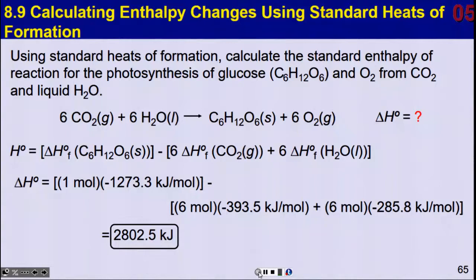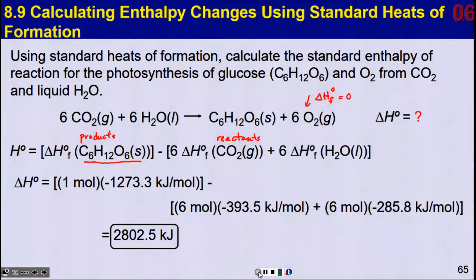Do not panic. What it is going to be is the sum of the heats of formation of the products, the products come first, minus the heats of formation of the reactants. Keep your eyes straight on this one. The products are going to be the heat of formation of glucose and oxygen. But the standard heat of formation of oxygen is going to be 0 because that's the element in its standard state. One less thing to put in.